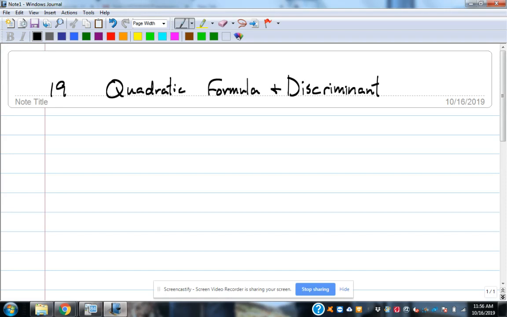But if you don't have much, that's okay. It's not an incredibly difficult thing. It's going to combine a lot of the things that we've already done, okay? So when we're dealing with quadratic formula and the discriminant, it's a quadratic equation. If you're going to solve it using quadratic formula, it needs to be in this form.